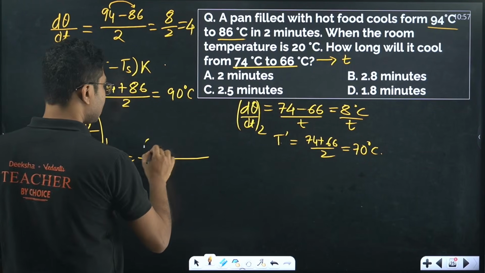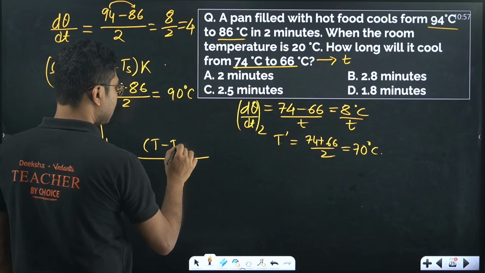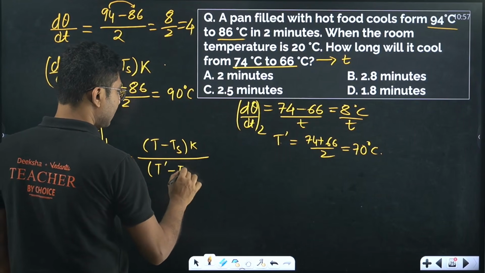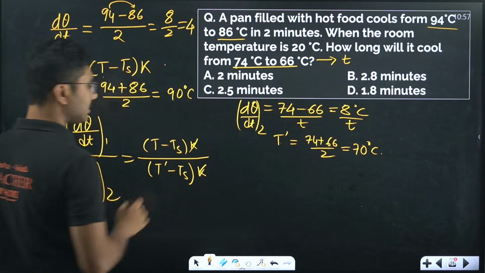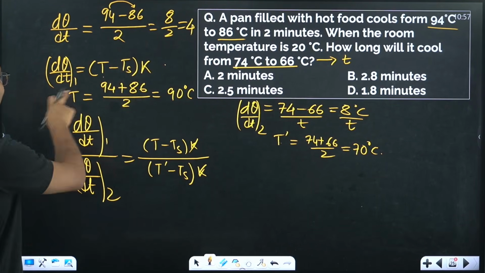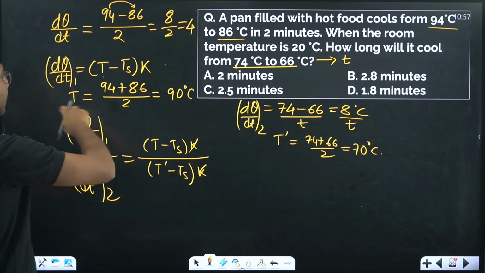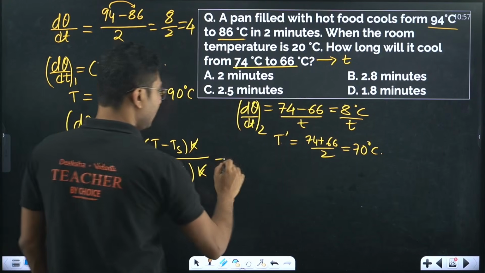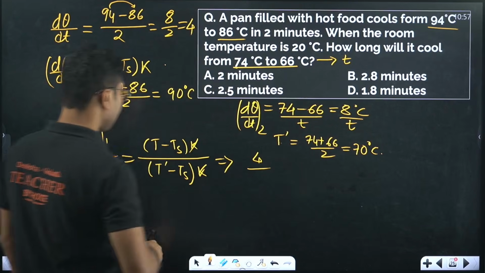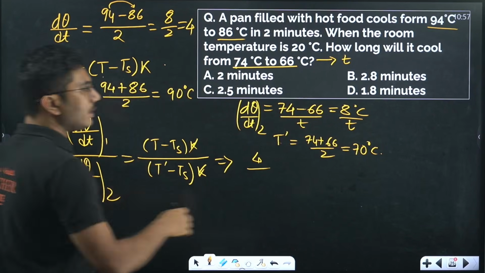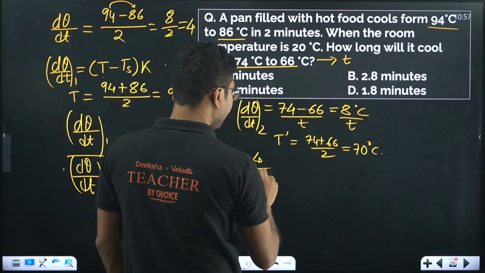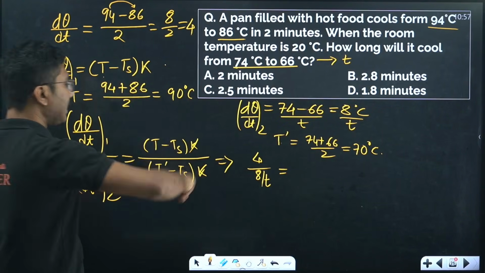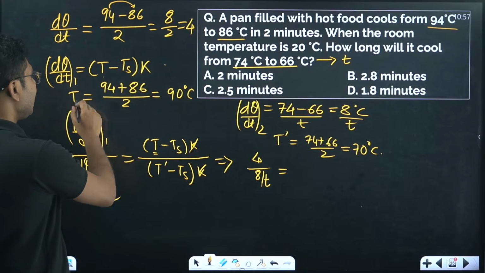So T minus Ts into K and T dash minus Ts into K. So K cancels. What is d theta by dt 1? D theta by dt 1 is 4. So we know this value 4. So this will be 4 divided by, what is d theta by dt 2? D theta by dt 2 is 8 by t. We do not know the t, so it will be 8 by t. What about on this side? This side, what is T? T is 90 degrees.